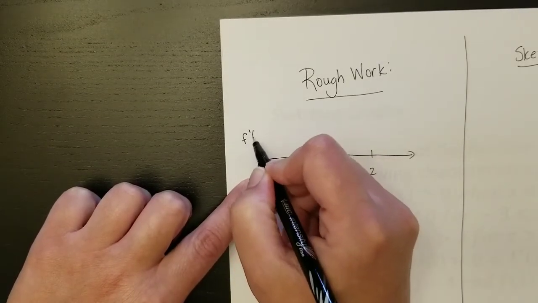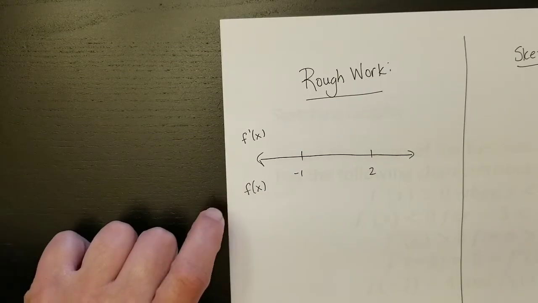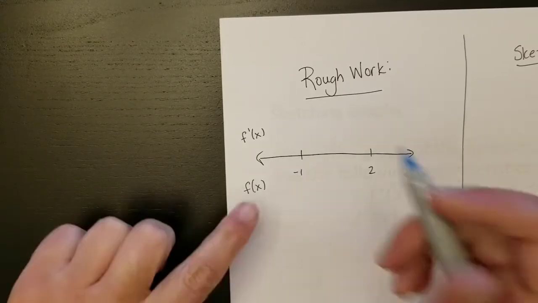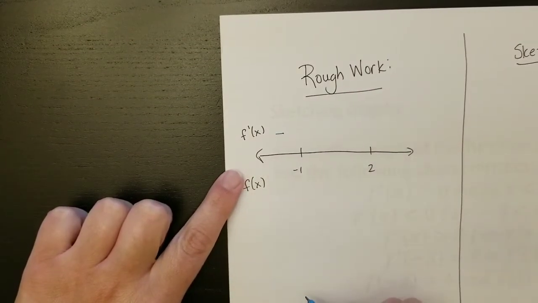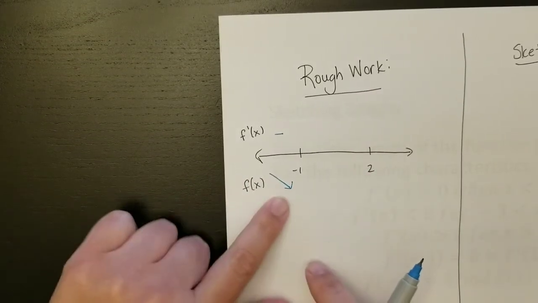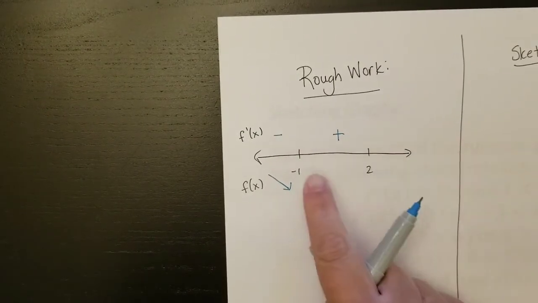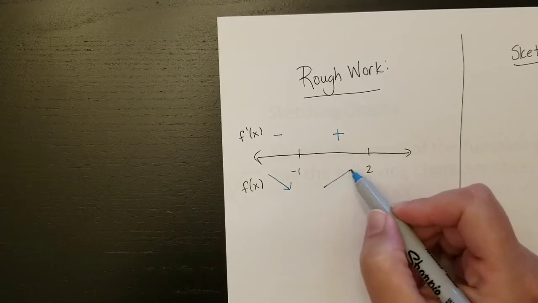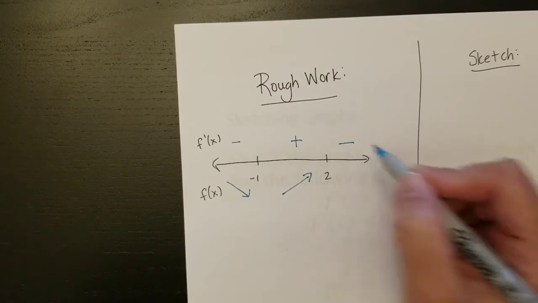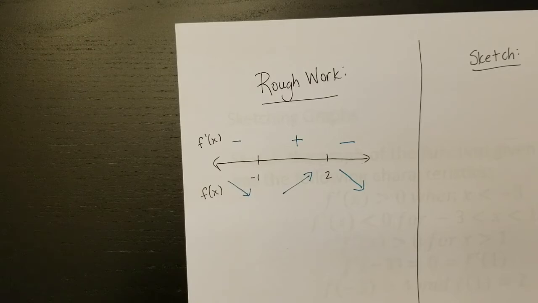And I'm just going to summarize with f prime at x and f at x and what that means between them. So we are told that f prime is negative or less than 0. What that means about the graph of the actual function is that it's decreasing. F prime at x is positive between -1 and 2, so we know that we have an increasing function. And then after 2, f prime is negative again, which means we have a decreasing function. Okay.